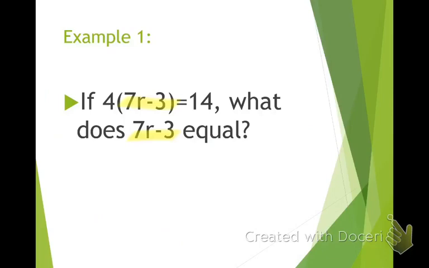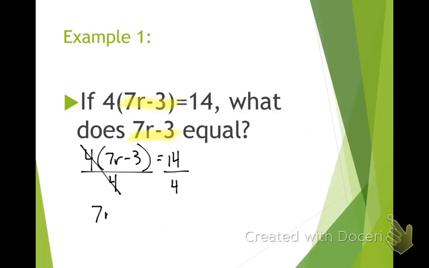So let me write this first equation again. It says 4 times (7r minus 3) equals 14. And then I'm going to isolate 7r minus 3 by dividing both sides by 4, because right now 4 is being multiplied times that quantity, so I'm going to divide it using the division property of equality. So I get that 7r minus 3 equals 14 over 4. And they both have a common factor of 2, so I can simplify that, saying 2 over 2 equals 1, and therefore 14 over 4 equals 7 over 2.